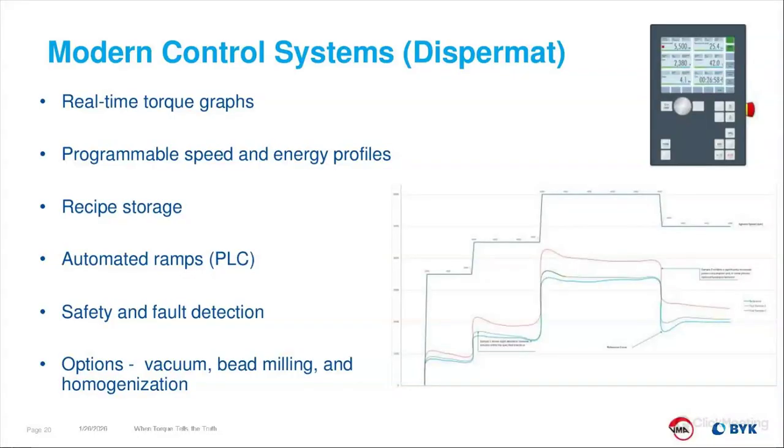So the modern control system, what are we looking for, right? We're looking for real-time torque graphs. We want to see what the material is doing when it's doing it. The programmable speed and energy profiles that match each formulation. Again, the recipe storage, being able to recall multiple recipes and produce the same product over and over. The ramp up functionality with the PLC controllers, a completely hands-off process for operators.